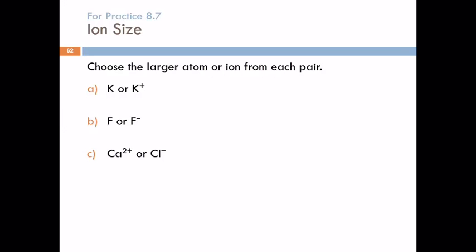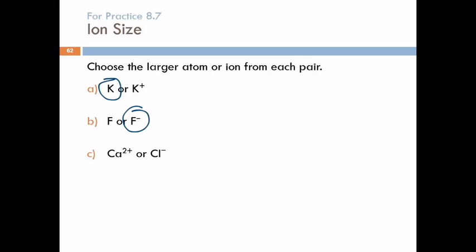So we should be able to do things like this. Choose the larger atom or ion from each pair. So which is bigger, potassium atom or potassium ion? Okay. The potassium atom is, because the potassium ion is positive, it's lost electrons. That makes it smaller. Fluorine or fluoride? The fluoride is larger because you add an electron. Adding electrons on the outside is going to make it larger.